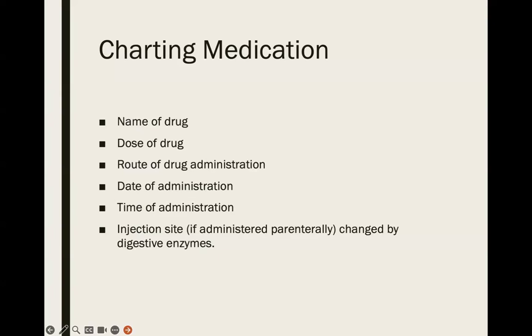What you need to chart when you give medication: the name of the drug, the dose of the drug, how the dose was given, so the route the drug was administered, the date and the time that it was administered, and generally the injection site. So was it given through a 22 gauge in the right AC? Was it given by an 18 gauge in the wrist? We want to make sure we note the injection site as well.